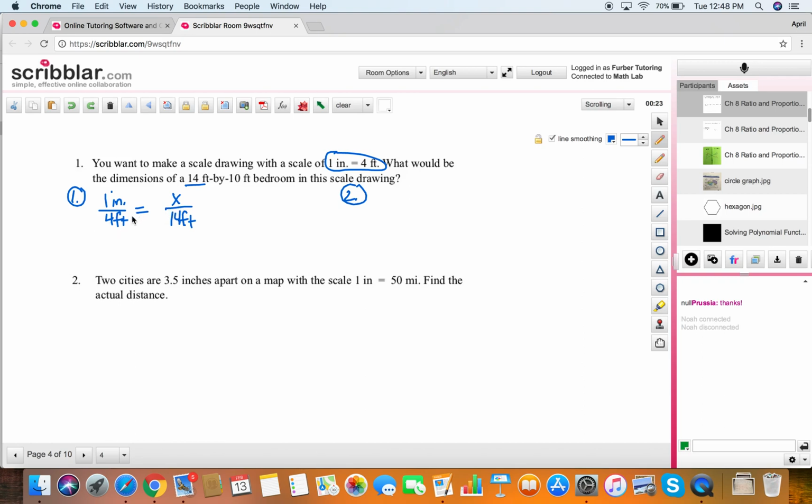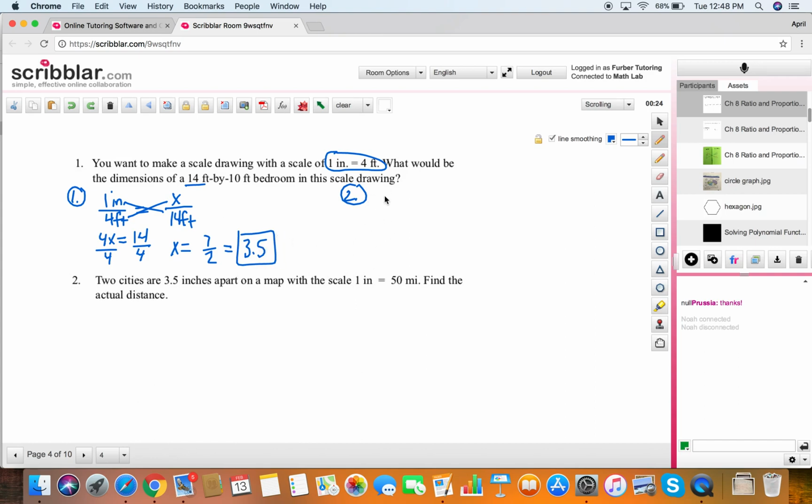And so now I'm just going to solve by cross multiplying. 4x equals 14. And so if I divide by 4, I'm going to get x equals 14 fourths. 14 fourths reduces to 7 halves, which when you divide it out is 3.5. We're dealing with scale drawings here, so it's okay to convert it.